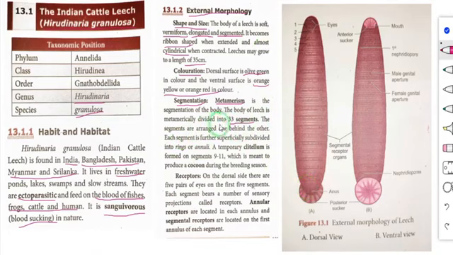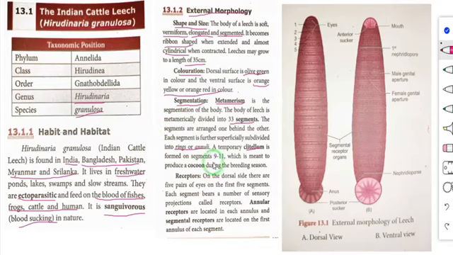The segments are arranged one behind the other. First segment, second, third, fourth. Each segment is further superficially subdivided into rings or annuli. So this is the first segment, and this segment is again subdivided into rings or annuli inside. A temporary clitellum is formed on segments 9 to 11. Clitellum meaning it is a thickened glandular section of the body wall, a thick region. That is known as clitellum.